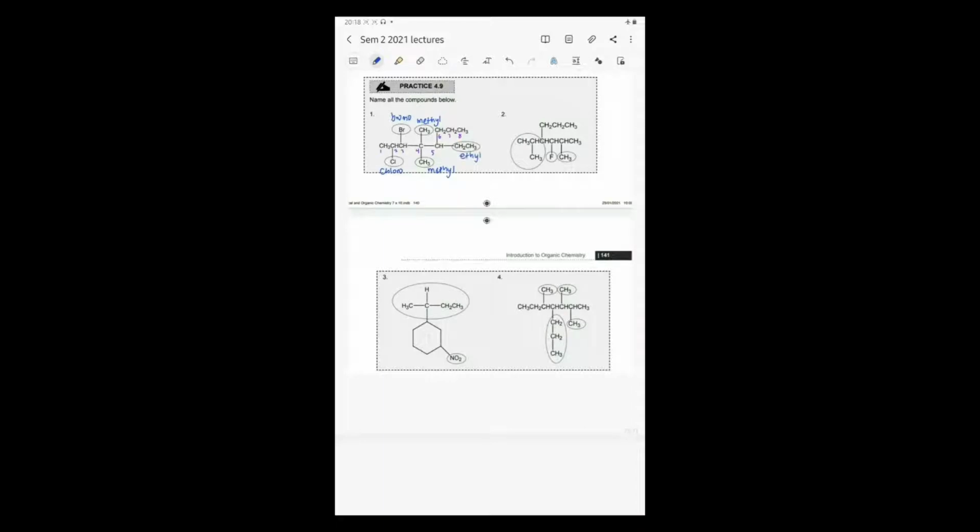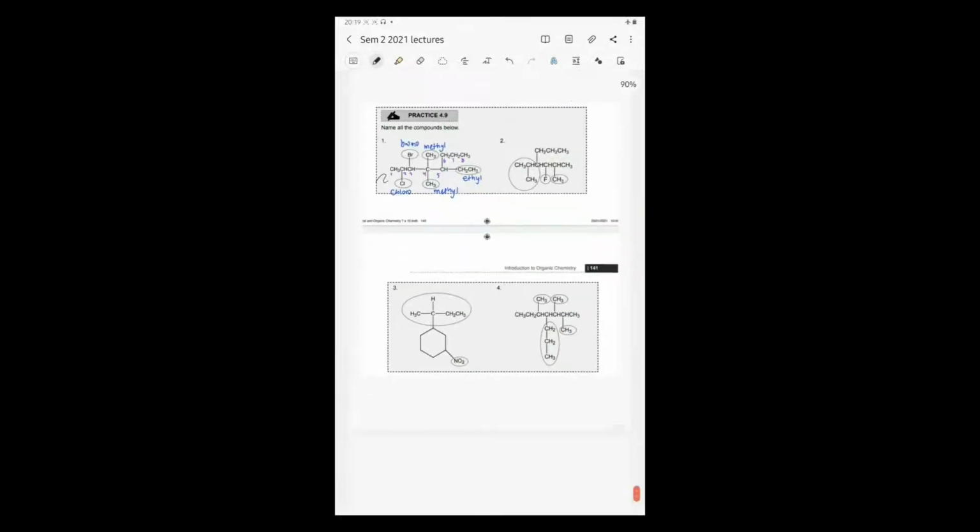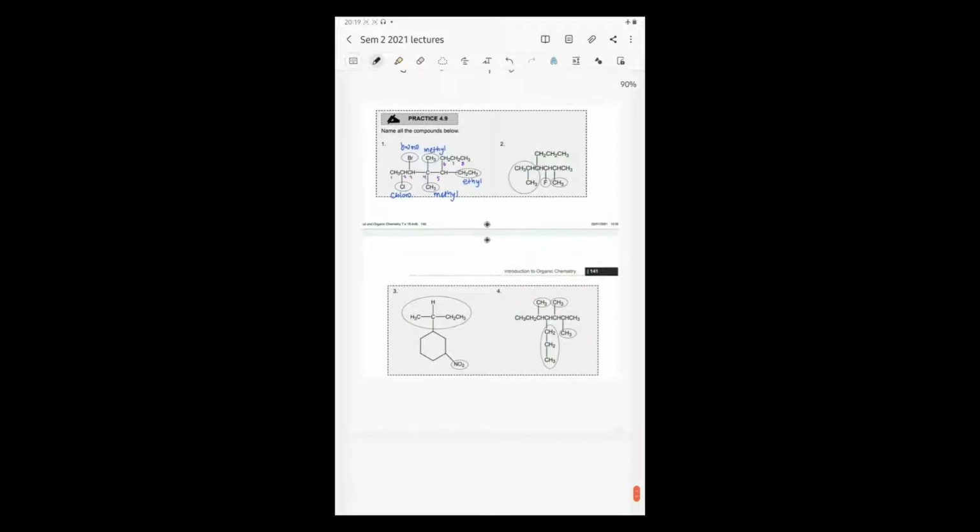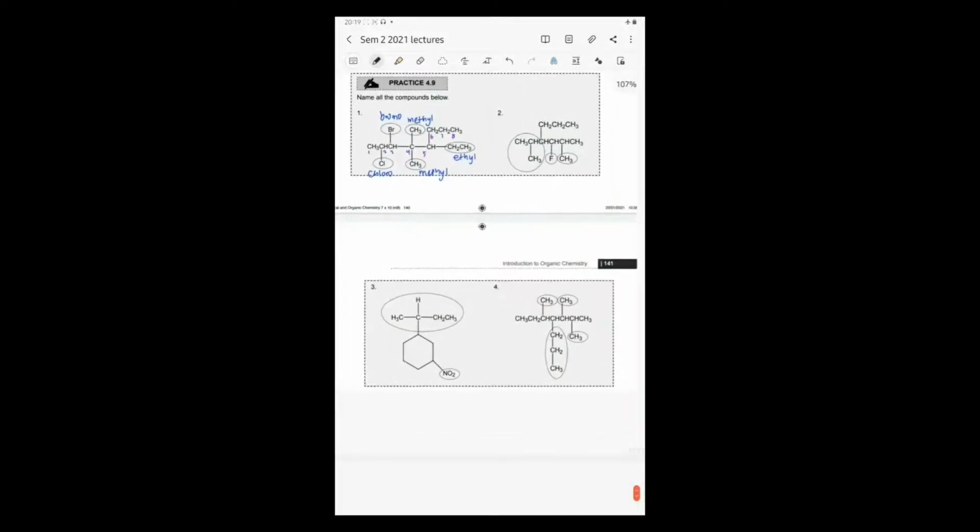Okay, now let's give the name. Okay, parent chain will be octane, because we have 8 carbons. Okay, so in giving the name you have to follow alphabetical order. Okay, so we will start with bromo first. So we give the position to the Br. So Br is at carbon number 3. So 3-bromo.